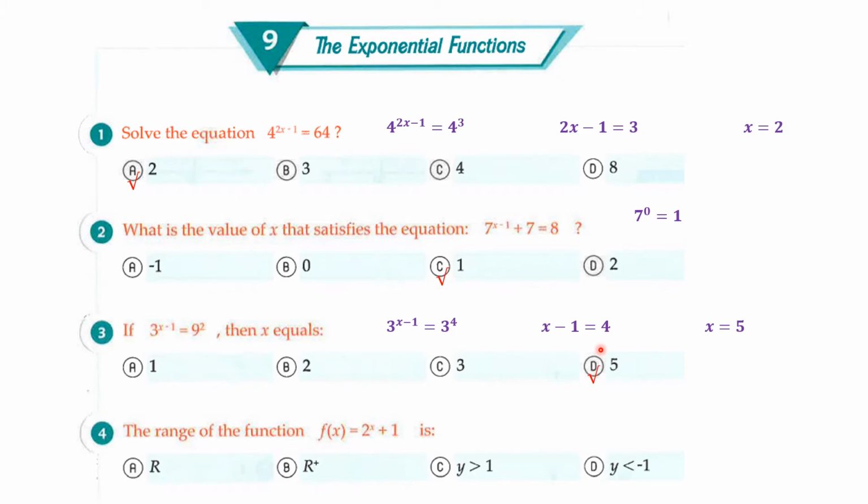The range of this function: this is an exponential function and an exponential growth because it's 2 to the power of x. And here's the basic graph of any exponential increasing function. But this function has moved 1 unit upwards. So instead of the graph having its range y greater than 0, as you can see, it will be y greater than 1.